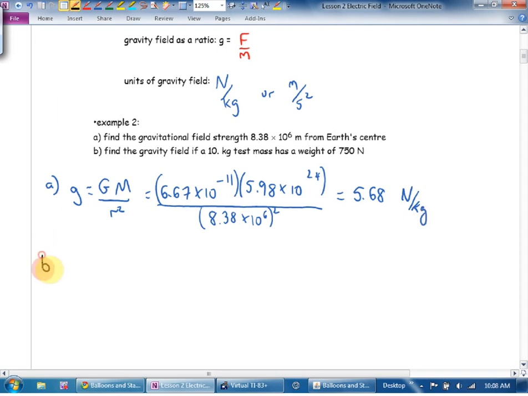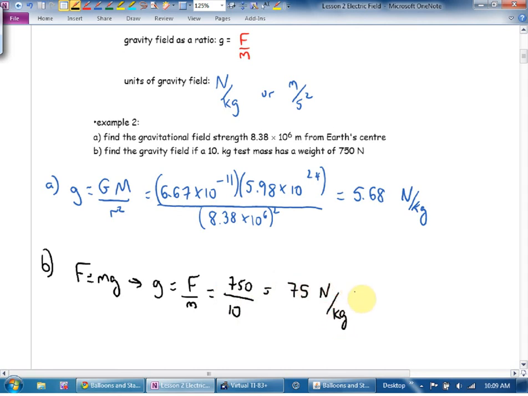I can also calculate the gravitational field. This is if I know the planet, but I don't know the force. I can also calculate it if I know the force, and I know the little test mass or the satellite mass that we're placing near the planet. In other words, it says find the gravitational field if a 10 kilogram test mass has a weight of 750. Here what they want me to use is this. They want me to go 750 divided by 10. And they want me to realize that the gravity field that we're talking about here is 75 newtons per kilogram, probably Jupiter or something like that.